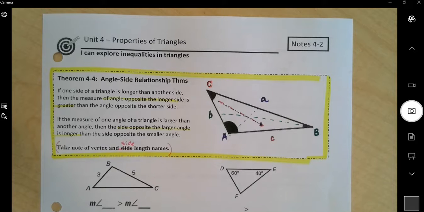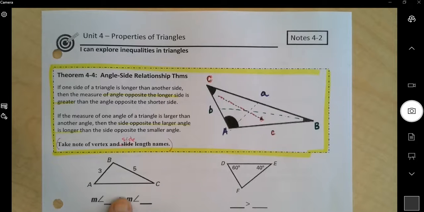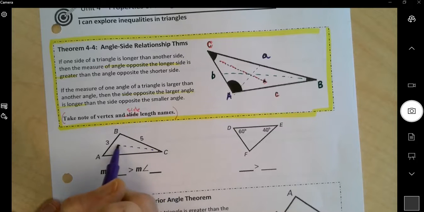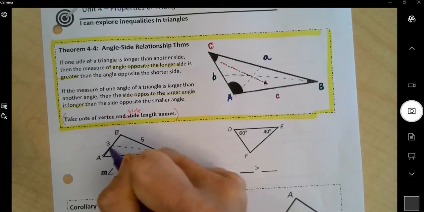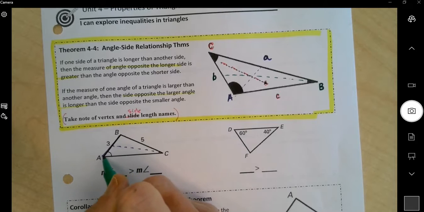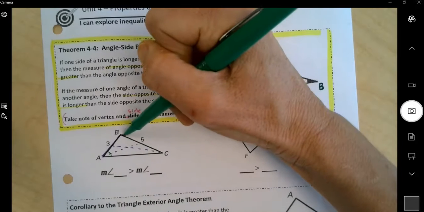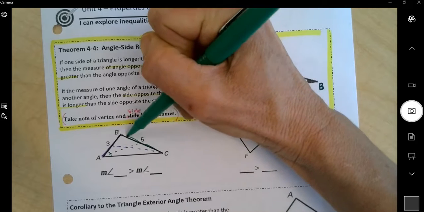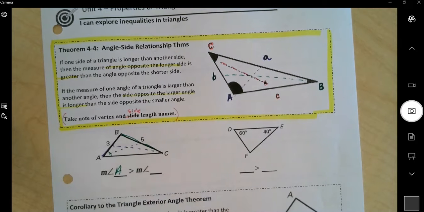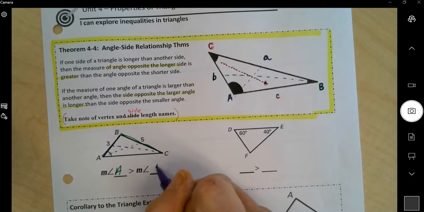And basically what this says is the larger side is opposite the larger angle. The larger angle is opposite the larger side. Same with the small and the mediums. Okay, so when we look here, I see that angle C is opposite this side length of 3. And I see that angle A is opposite of this side length of 5. Because 5 is greater than 3, I know that the measure of angle A is going to be greater than the measure of angle C.